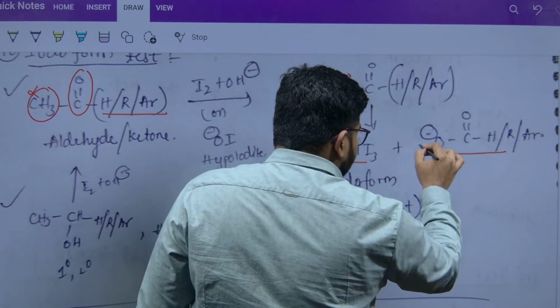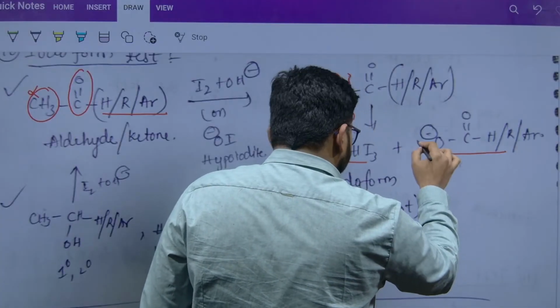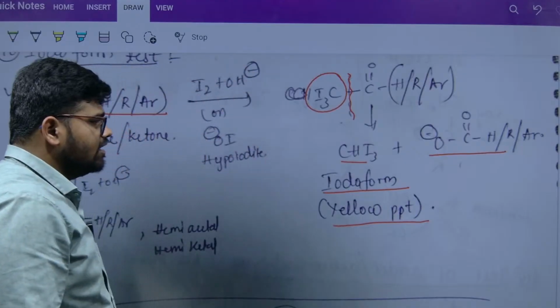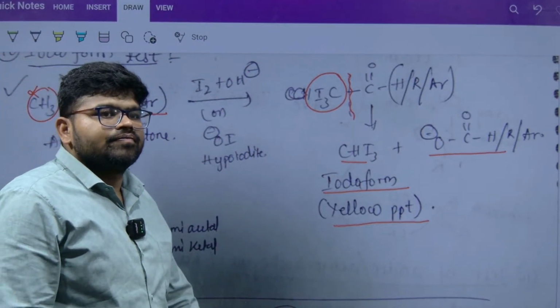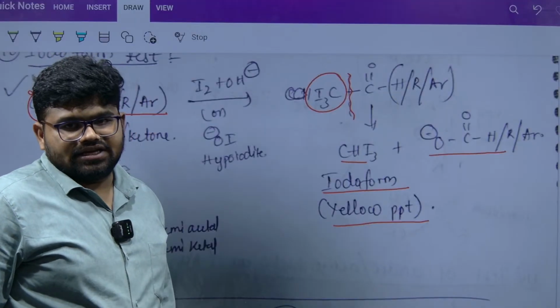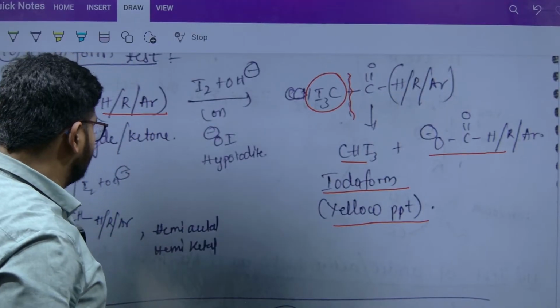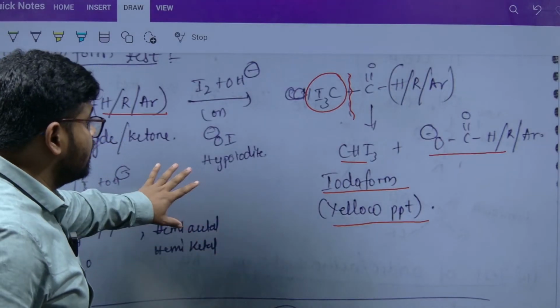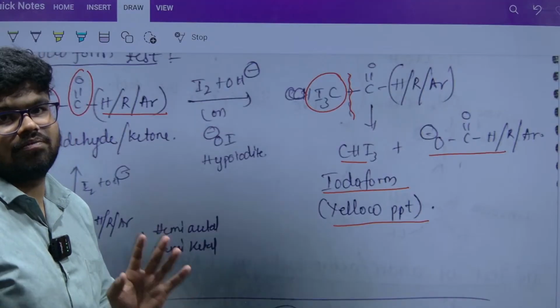If you take KOH, here K will come. If you take sodium, here sodium will be coming. This is nothing but the iodoform test. What is the color of iodoform? Yellow PPT. Right or not? When a yellow PPT is formed, then it is giving the iodoform test. But for this point here, I don't want to stop.